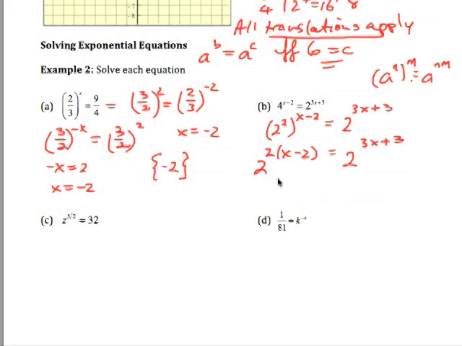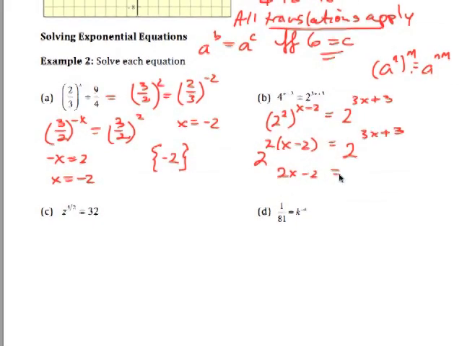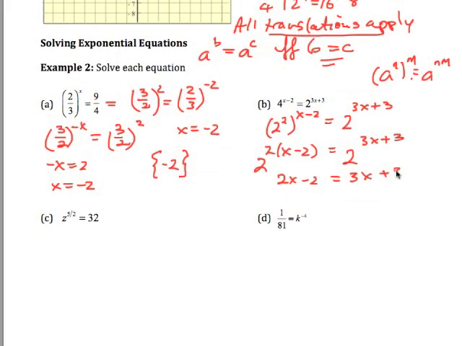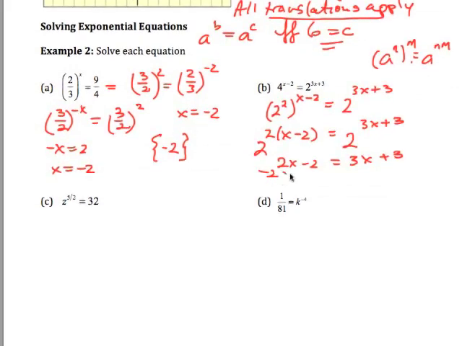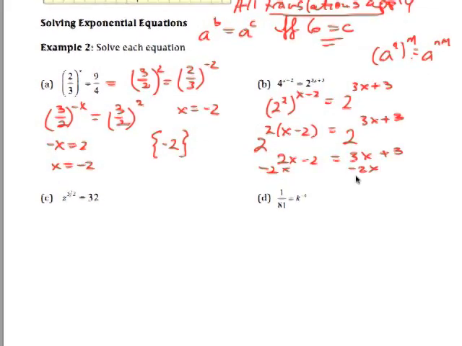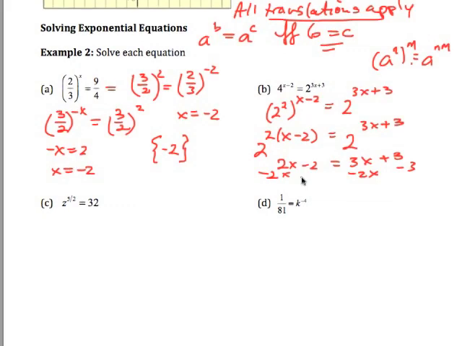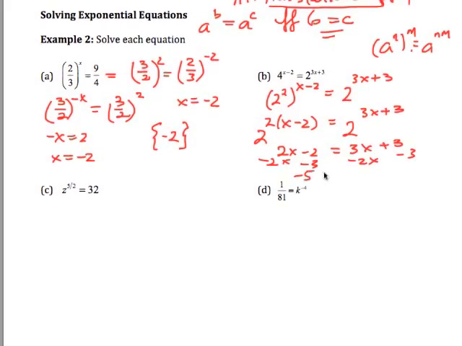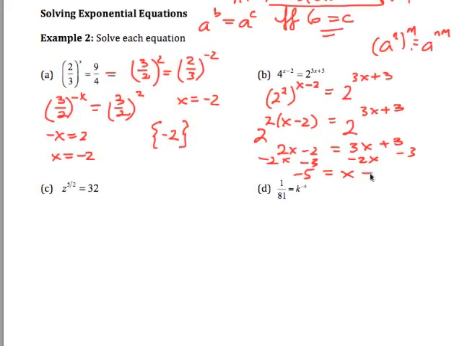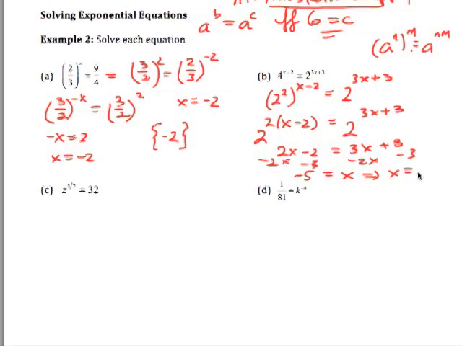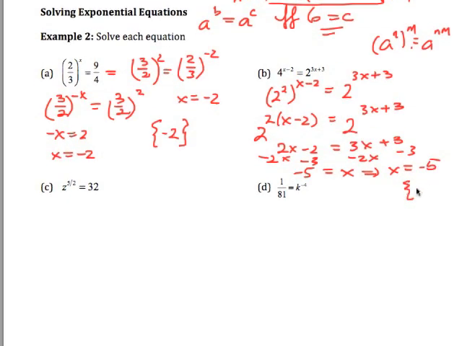Notice the same base, so that tells me 2x minus 2 equals 3x plus 3. I'm going to subtract 2x here, and I'm going to subtract 3 here. So I get negative 5 is equal to x, so it implies that x is equal to negative 5, so our solution is negative 5.